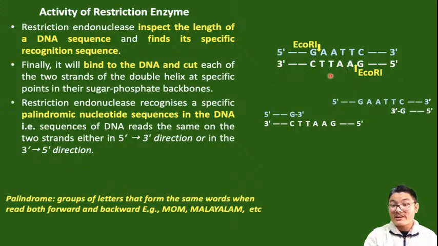So there is recognition of the same nitrogenous sequence by restriction enzymes. So we can say that restriction endonucleases will be identifying a specific palindromic nucleotide sequence in the DNA. Okay, even if you haven't understood this, we'll have a better understanding.